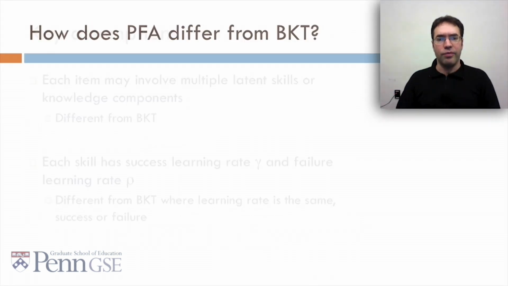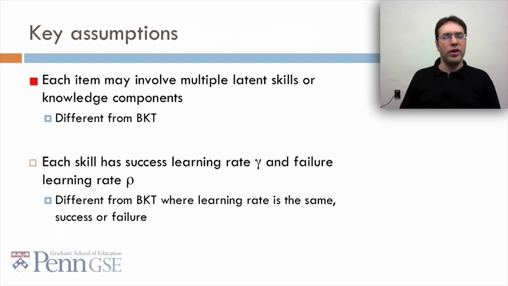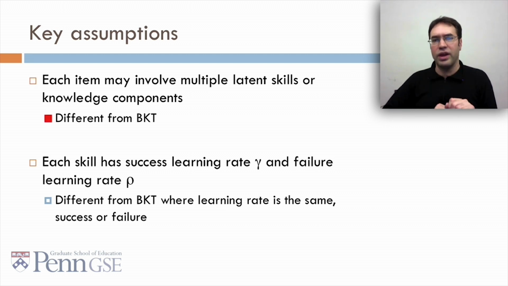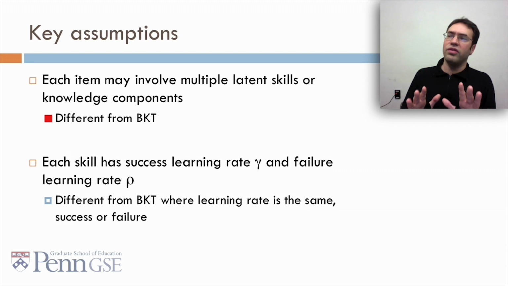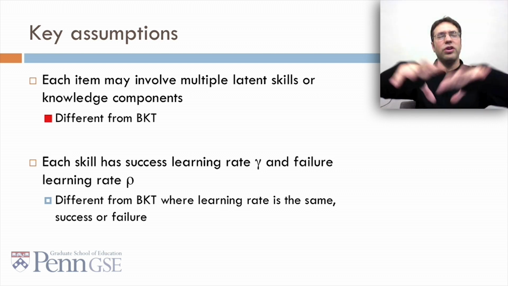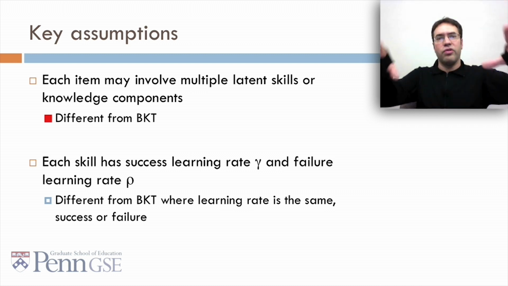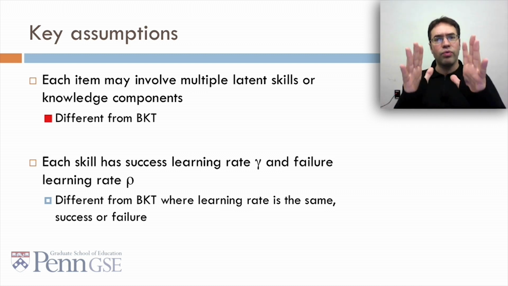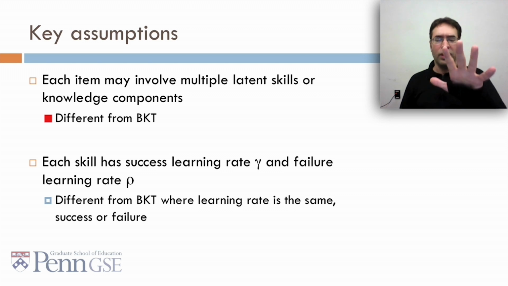How does PFA differ from BKT? Well, let's talk about its key assumptions. First of all, each item may involve multiple latent skills or knowledge components. This is a big difference from BKT. In BKT, there's the assumption that there's only one skill per item, and that means that you can only really use BKT in situations where you've designed the curriculum so there's really only one relevant skill, one skill with a chance of being hard at any given time. PFA doesn't make this assumption, and so it can be used a little more widely.